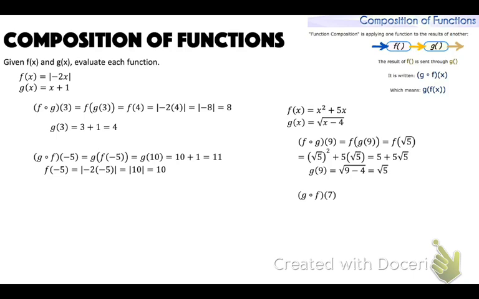If I do this one, g of f of 7, well, I'm going to find out what f of 7 is first and then plug it into g. So f of 7, that's 7 squared plus 5 times 7, which is 84, because that's 49 plus 35, which is 84. So this is going to be g of 84. Plug that in. So the square root of 84 minus 4 is the square root of 80, which we can break down to be 4 square roots of 5.